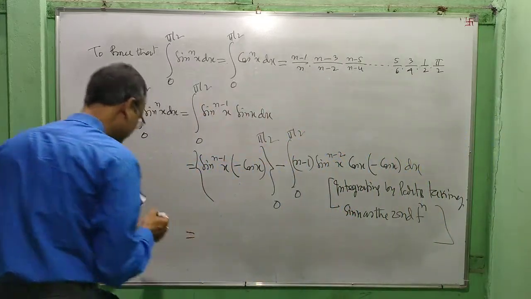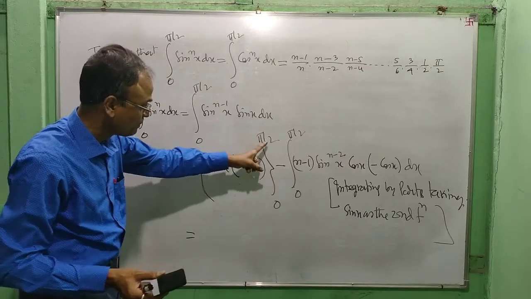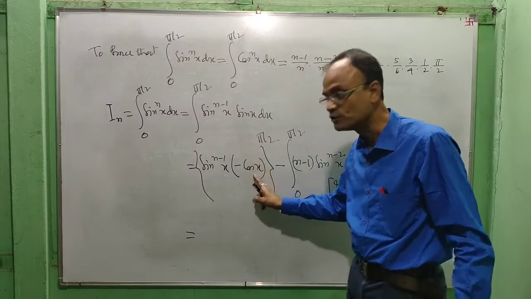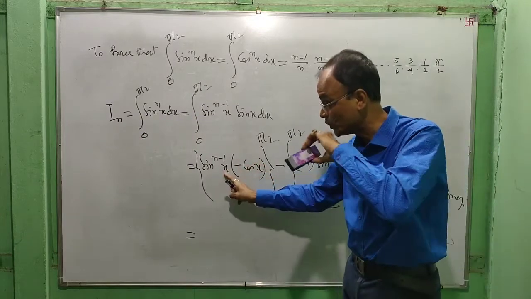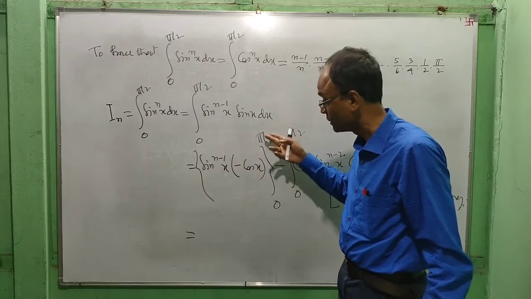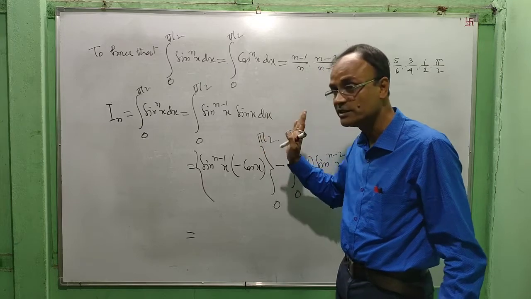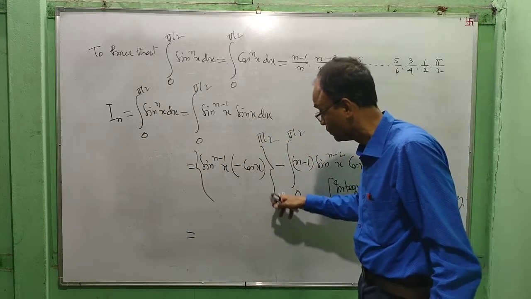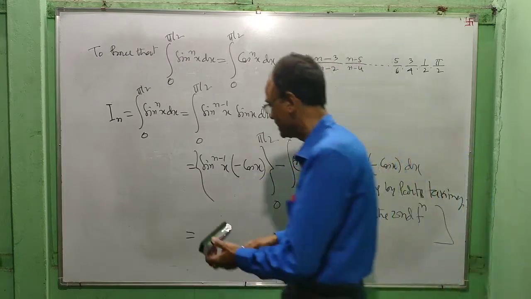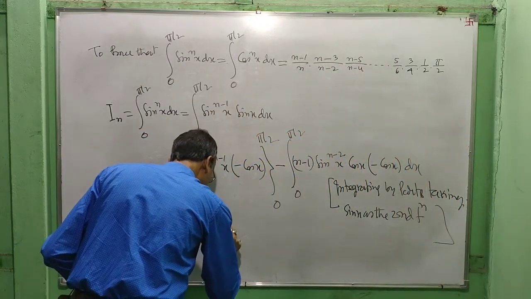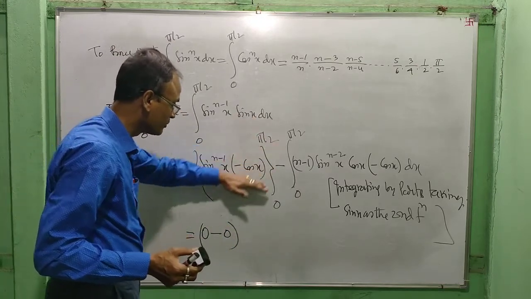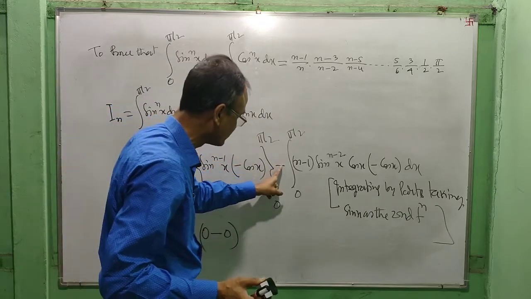This is equal to, you see, when you put pi by 2 here, sin pi by 2 is equal to 1, but cos pi by 2 will be equal to 0. Therefore, contribution from pi by 2 is equal to 0. If you put 0, cos 0 equal to 1, but sin 0 equal to 0. Finally, from these two, we will get 0 minus 0. No contribution from this term.